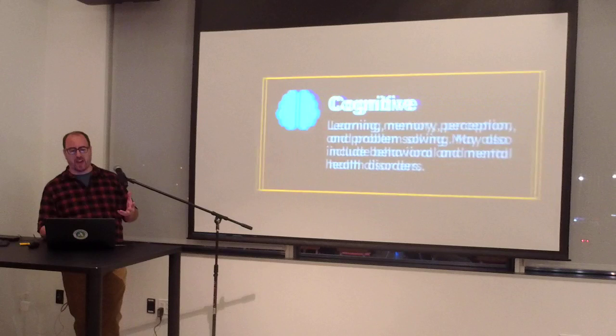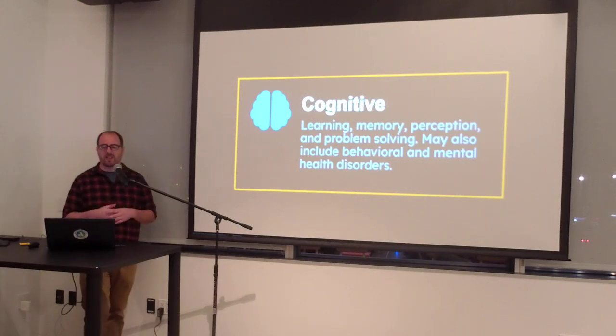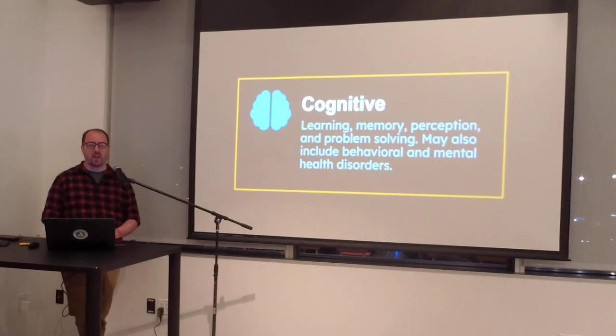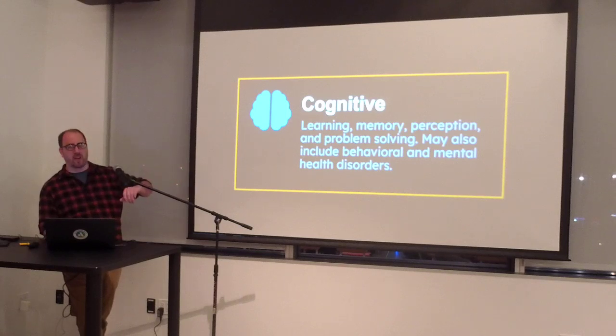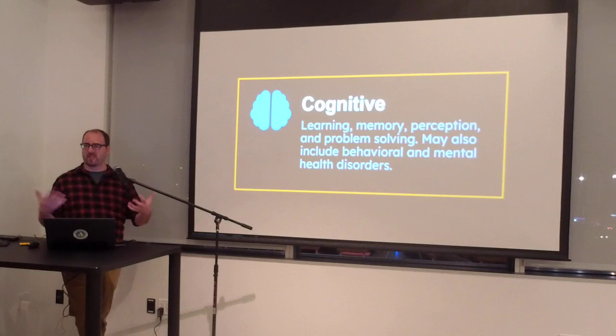But there's also a category of less visible impairments, and these are cognitive. So typically these include learning, memory, perception, problem solving. For the sake of having this talk be a little more coherent, and it's a debatable topic, I'm including, personally, behavioral and mental health disorders. Depending on the field, depending on who you talk to, those can definitely be considered separate from cognitive, but it makes sense for us to put them all together just for this.